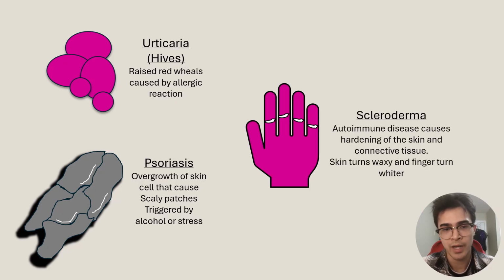And then finally, we have scleroderma, which is an autoimmune disease which attacks the collagen in your body. This causes your hand to become very tough and hard. If we look at the name scleroderma, sclero means hard and derma means skin. So it's the hardening of the skin. Your fingers also turn a whiter shade on the creases as well.